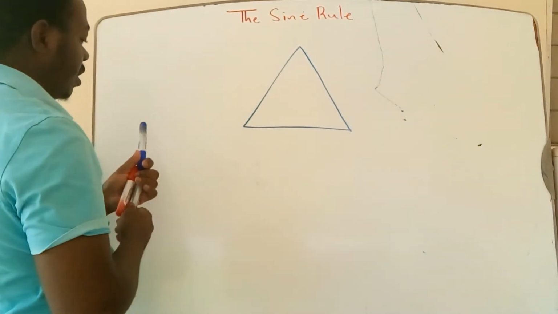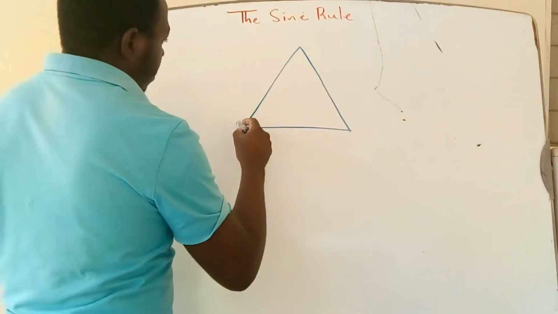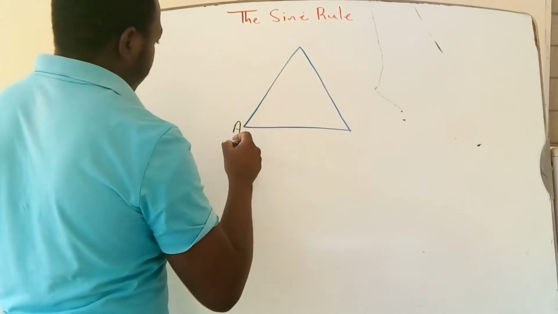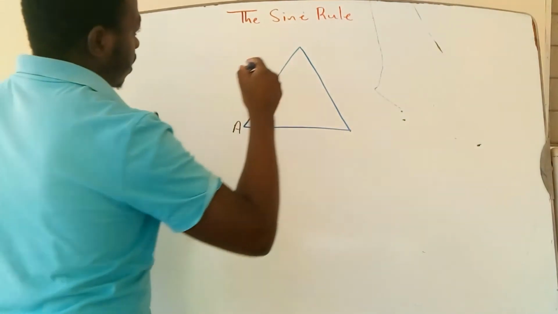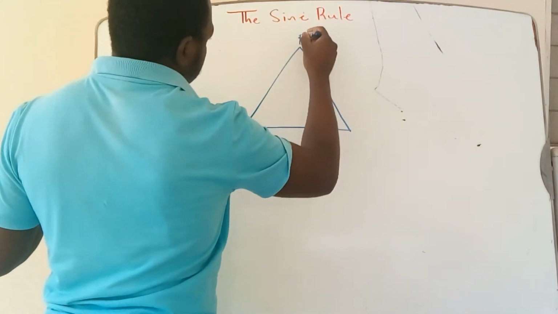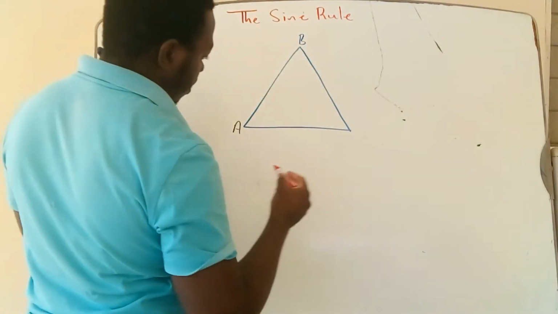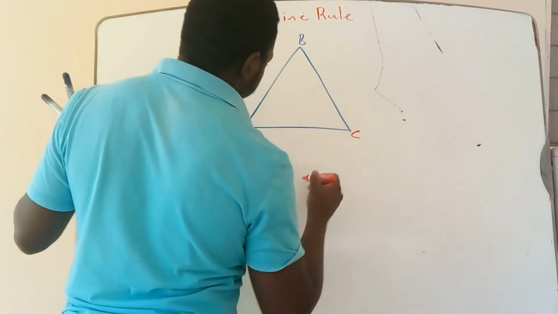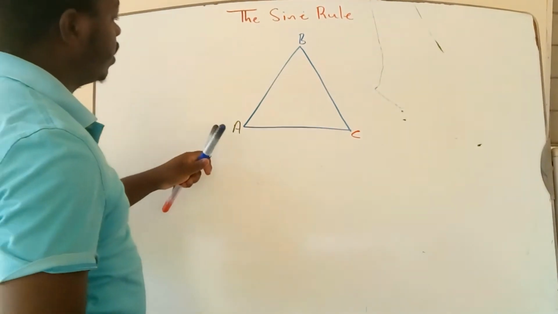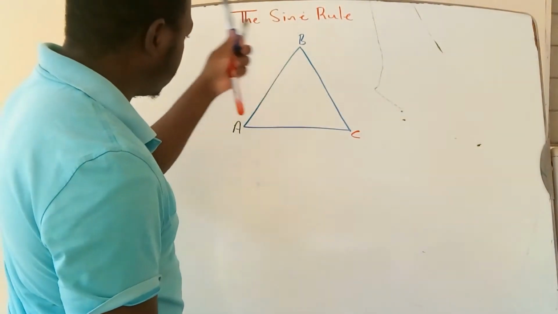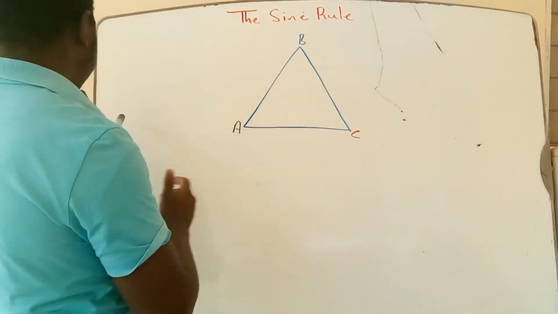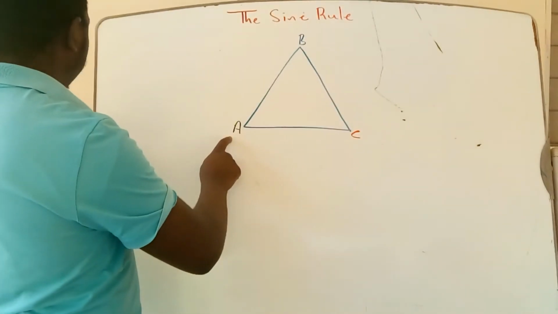So let's put some letters on it. Let's say that this is A here, and this is B, and this is C, right? What if I want to label the sides of the triangle? How do I label the sides of a triangle? Here, this is A, right?